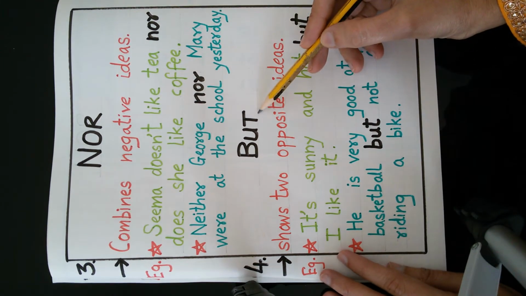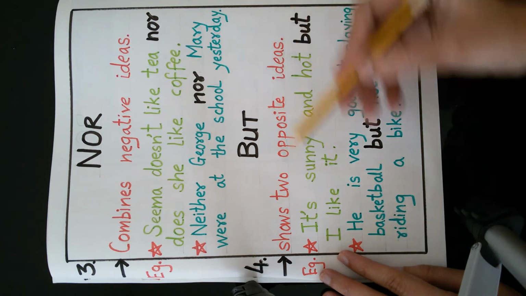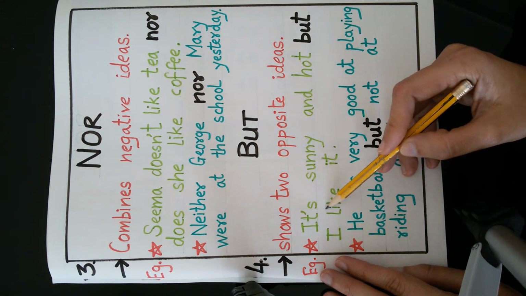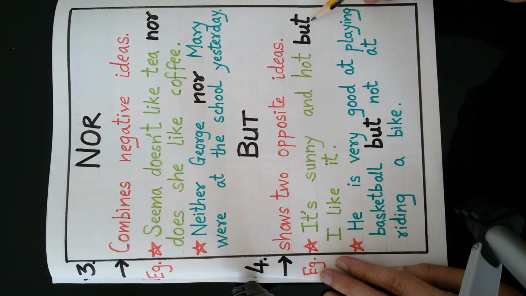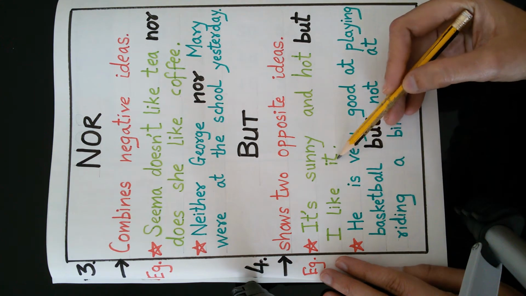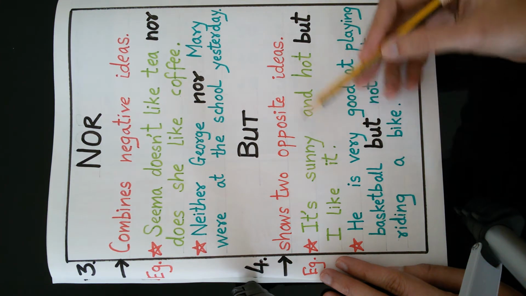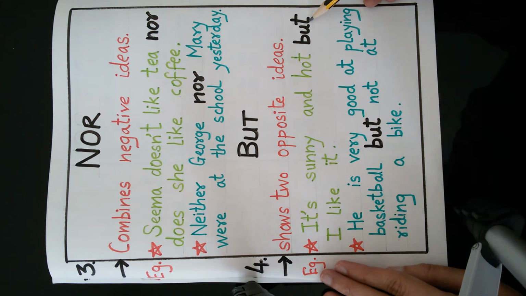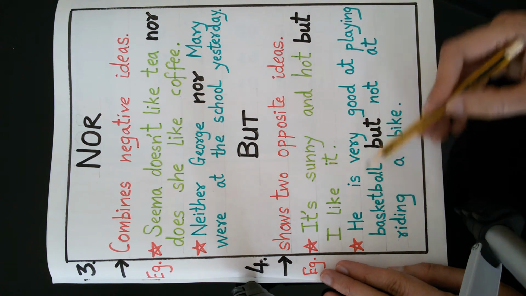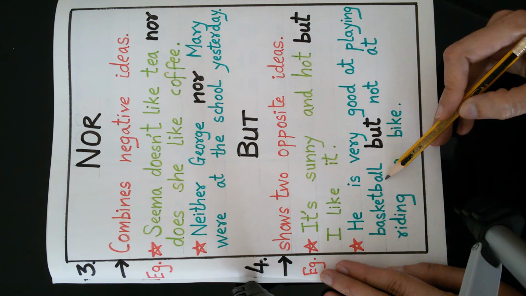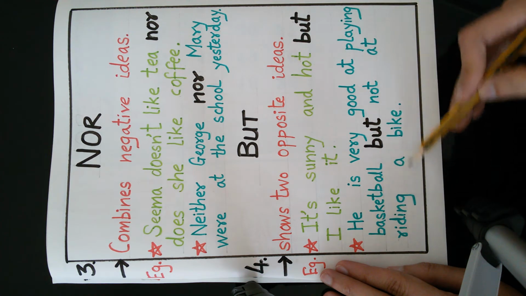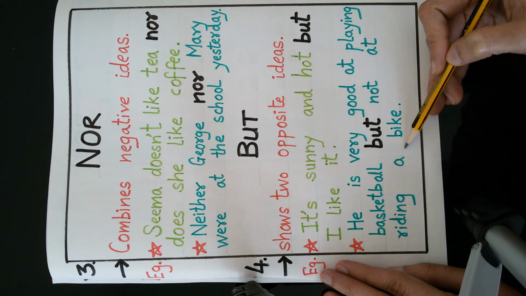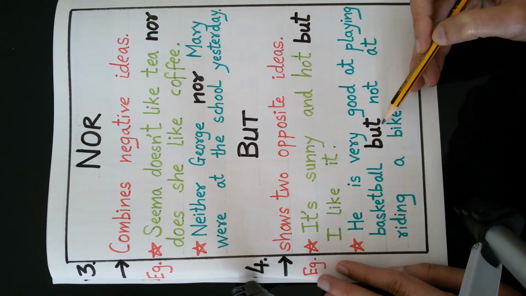The next conjunction is but. But is used to show two opposite ideas. For example, it's sunny and hot, but I like it. So here we have two opposite ideas. Though the weather is hot, I like it. So we use the word but. He is very good at playing basketball, but not at riding a bike. Again, two opposite ideas, so we will use the word but.